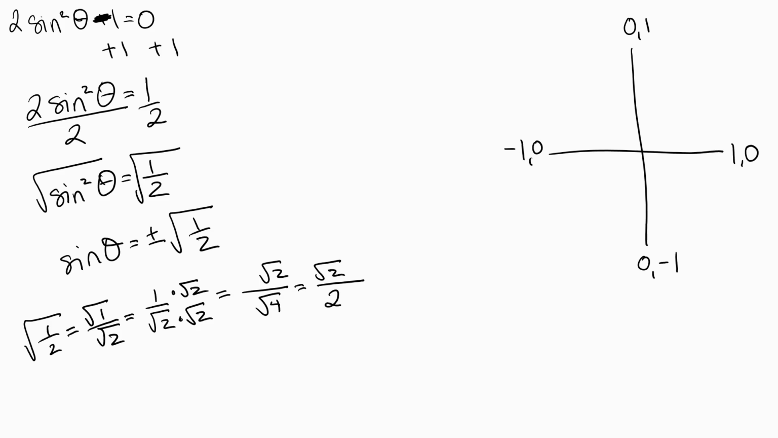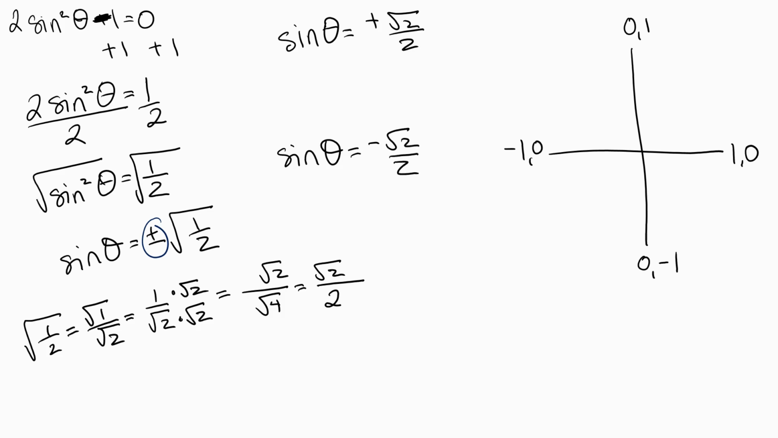Now, coming back to that plus or minus that we left out for a little bit, what that tells us is that sine theta must be equal to either the positive root 2 over 2, or sine theta must be equal to negative root 2 over 2. All right, so based on this, we now need to add some more data to our unit circle, and that's going to help us figure out what our thetas are.